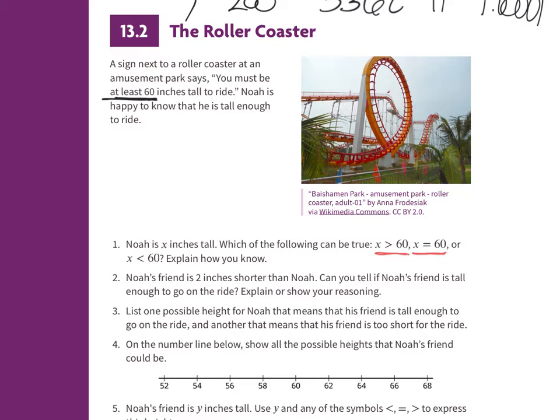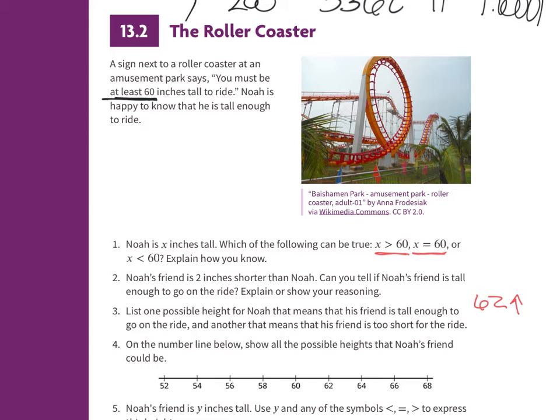Number 3, list one possible height for Noah that means his friend is tall enough to go on the ride, and another that means his friend is too short to go on the ride. Okay, well, if his friend is tall enough to go on the ride, Noah, any number that is 62 or bigger will work. So 62, 63, 84, 85, whatever.